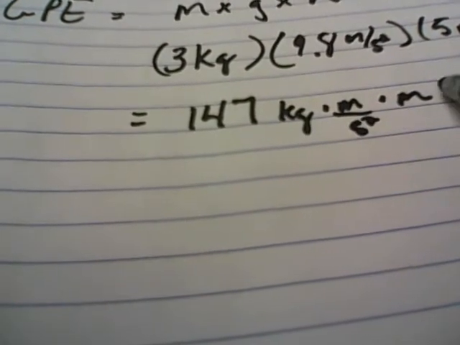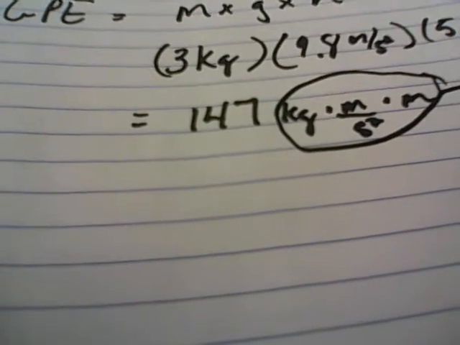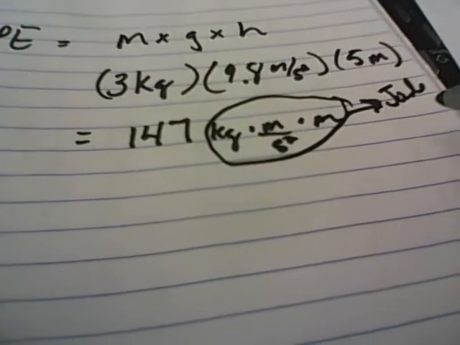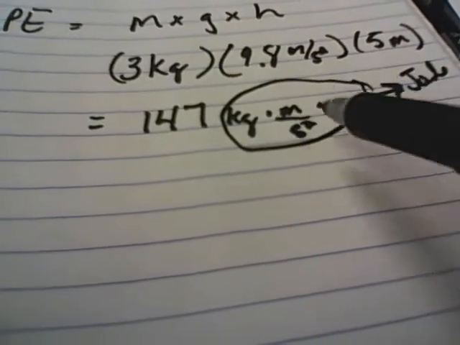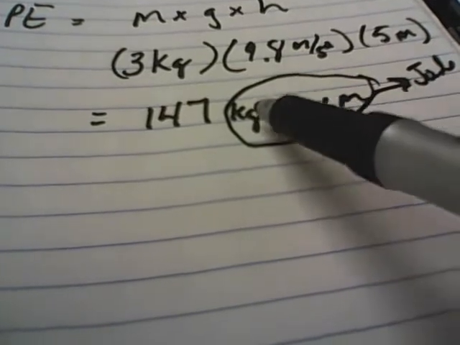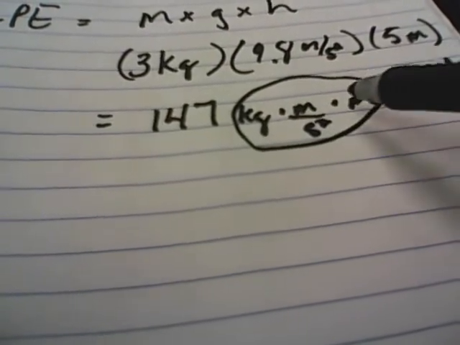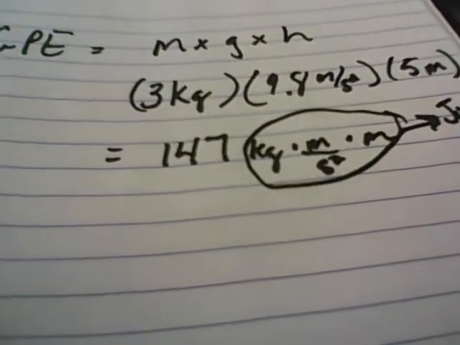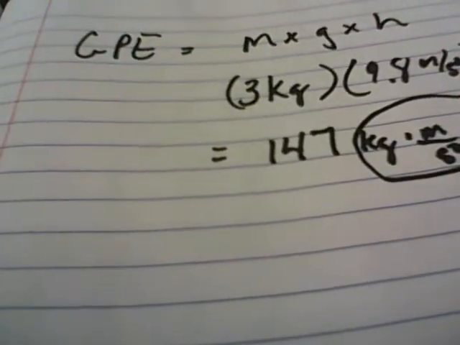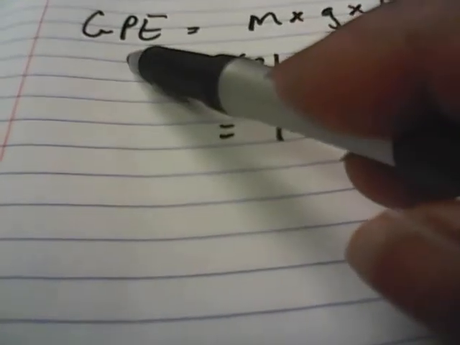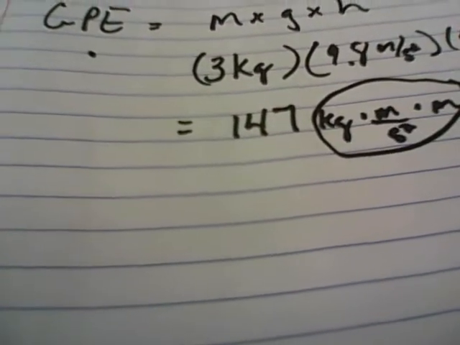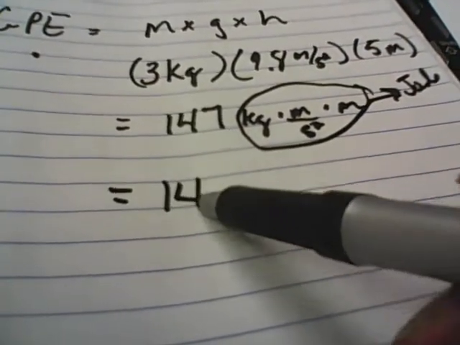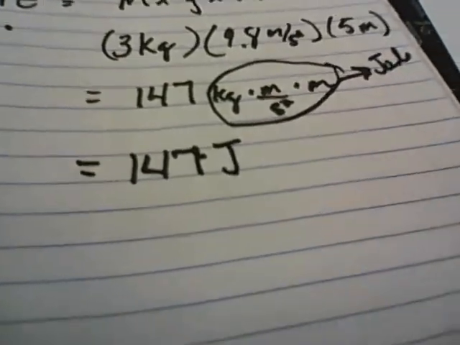And I know you're like, really, Dr. Rothal? Well, I have to point this out because you should know that this is equal to what? A joule. Yay! So kilogram times meter over second squared, again, is a joule, because kilogram times meter over second squared is a newton, and a newton times a meter is a joule. Do you really need to know all that? No. But since I know it, I tell you what you should know, that anytime you are calculating gravitational potential energy, your unit is always going to turn out to be a joule. And so this will equal 147 joules.